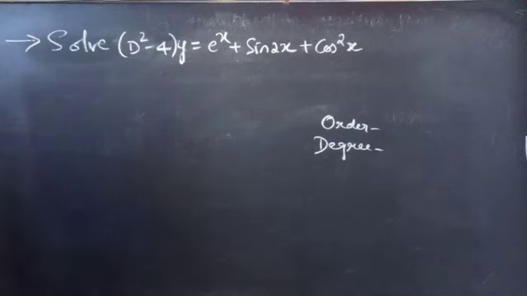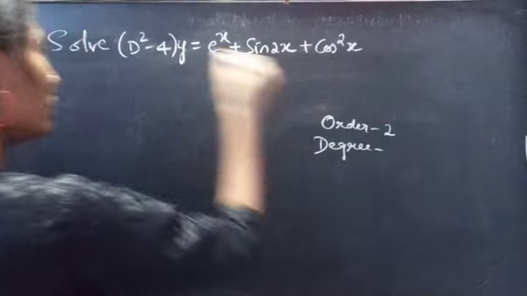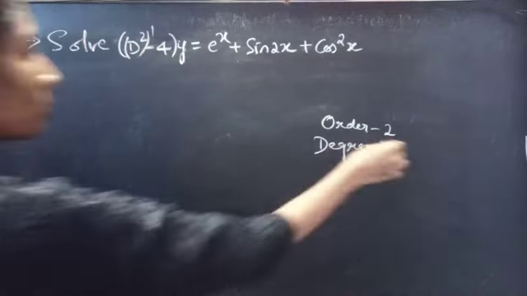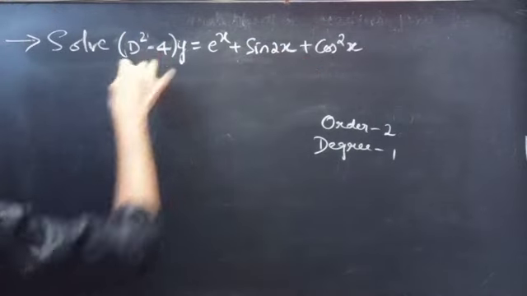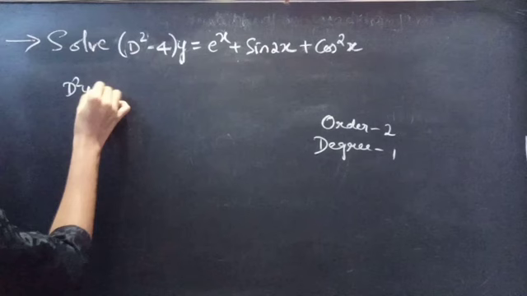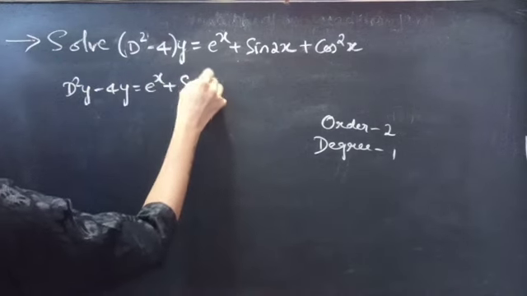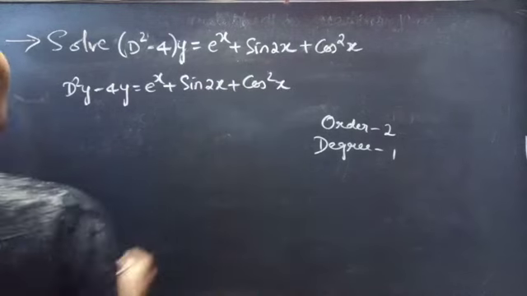Identify the highest derivative. Here D square is the highest derivative, so order will be 2. And the highest power of the highest derivative is the degree. Degree is 1. Or just write the given differential equation as D square y minus 4y equals e power x plus sin 2x plus cos square x.